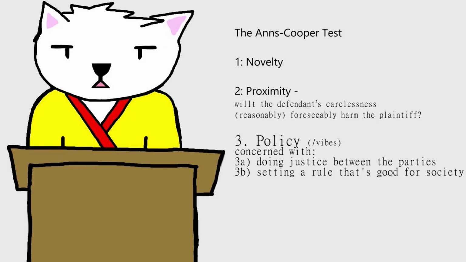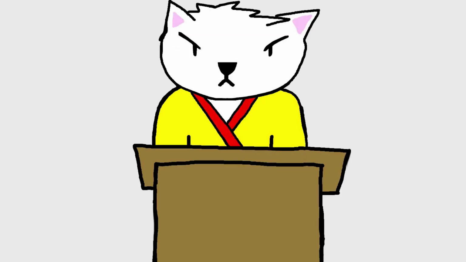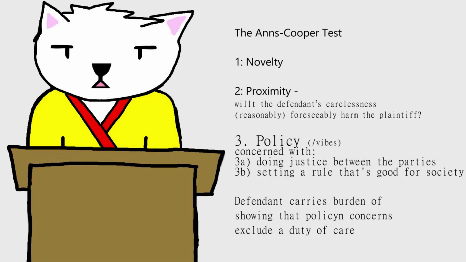Step 0. Is the situation novel? If not, go with the precedent. Otherwise, proceed. Step 1. Is there enough proximity such that the defendant's carelessness will reasonably, foreseeably harm the plaintiff? Step 2. Should policy concerns negate the duty of care here? What impact would recognizing a DOC here have on society generally? Concerns may include: does this law already give a remedy? Will there be liability to an indefinite class? And, in public authority cases, was this a policy or an operational decision?